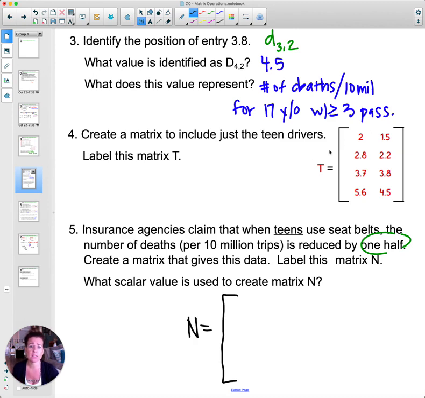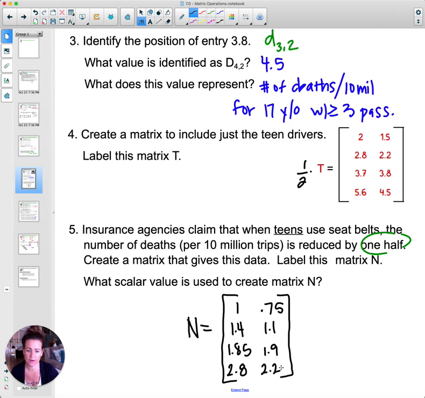So we're just going to take each of these numbers and multiply by 1/2 or divide by 2. But dividing by 2 is the same as multiplying by 1/2. So 2 multiplied by 1/2 is 1. Half of 1.5 is 0.75. Half of 2.8 is 1.4. Half of 2.2 is 1.1. Half of 3.7 is 1.85. Half of 3.8 is 1.9. Half of 5.6 is 2.8. And then half of 4.5 is 2.25.